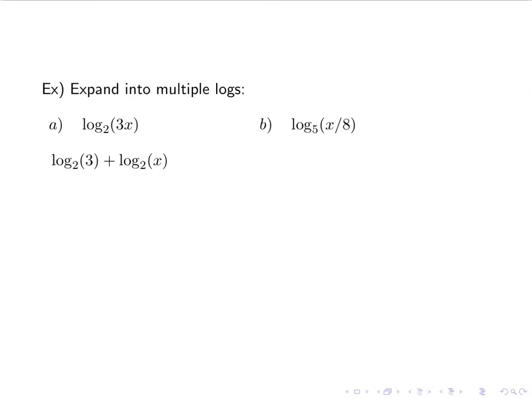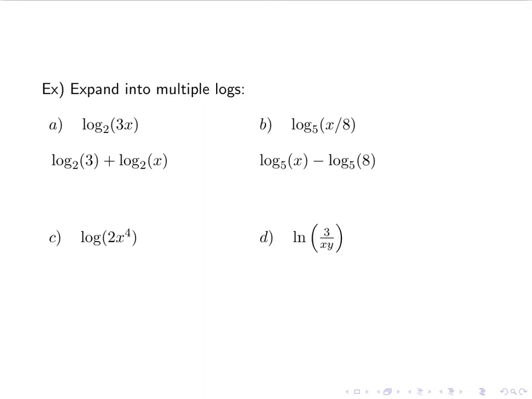For b, I look at the fact that I'm dividing x and 8. So I'm going to look at property 2 that says if I have division inside, I can expand it by subtracting. So I get log base 5 of x minus log base 5 of 8.